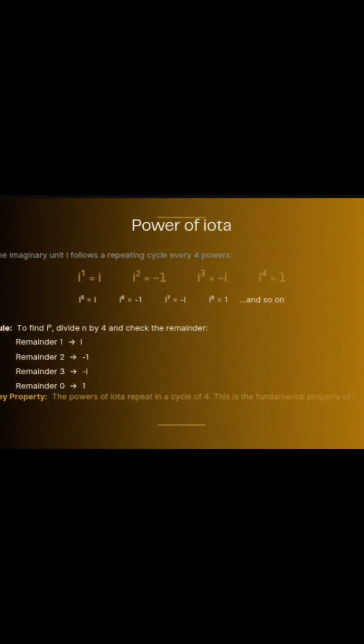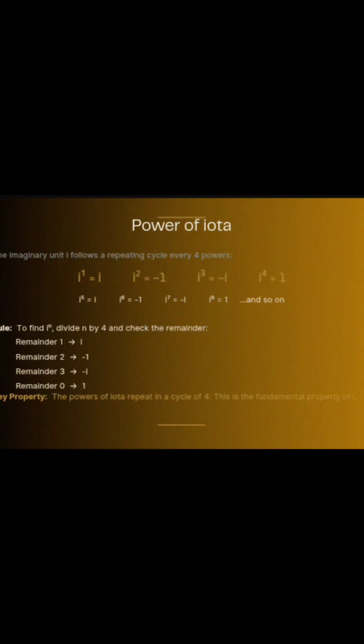Now next is the power of iota. Iota to the power 1 is iota, and iota squared is equal to -1. Iota cubed is -iota, and iota to the power 4 is 1. Here we can remember that 1 gives iota, 2 gives -1, 3 gives -iota, and 0 gives 1.